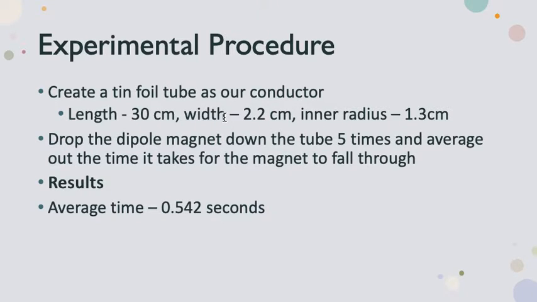The next part of the experiment is to drop a dipole magnet down the tube 5 times and average out the times for the magnet to fall through. Our average time was 0.542 seconds.